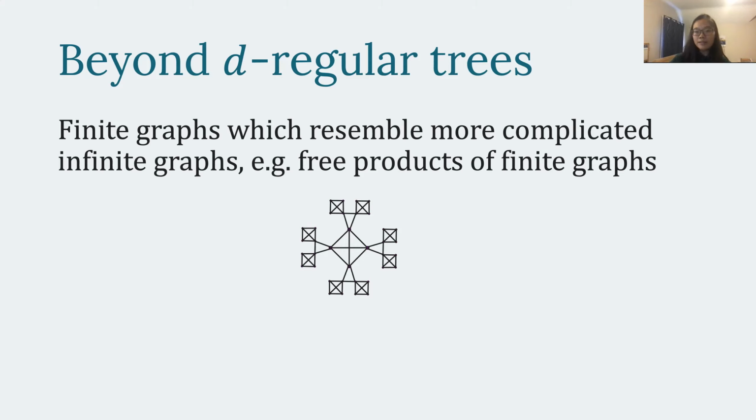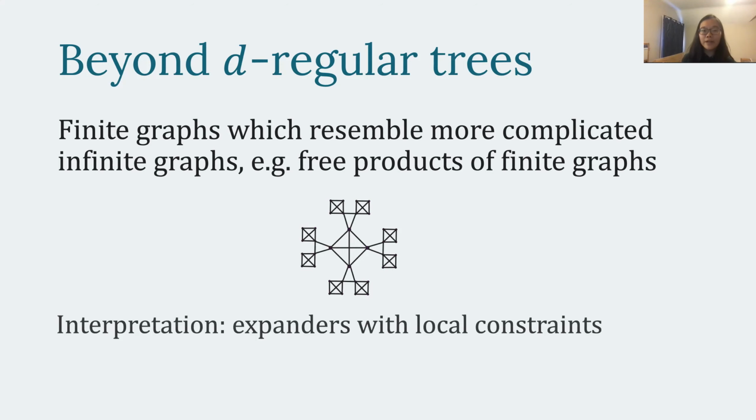And then I want this finite graph to have the best possible spectral expansion. So an interpretation of this is that I want to find an expander that has some local constraints on what the structure looks like.